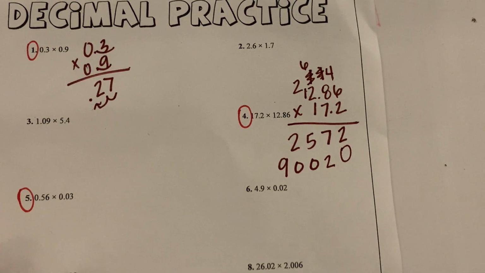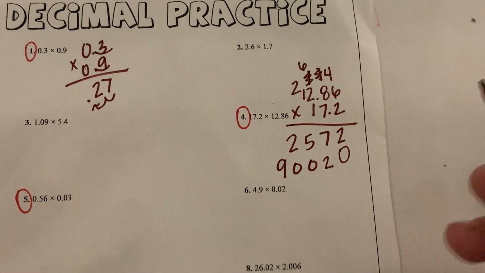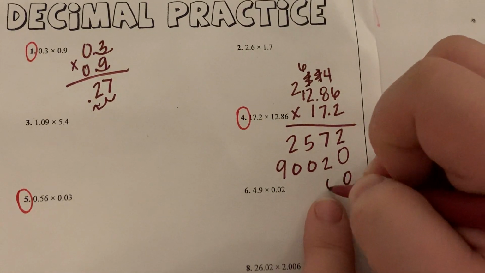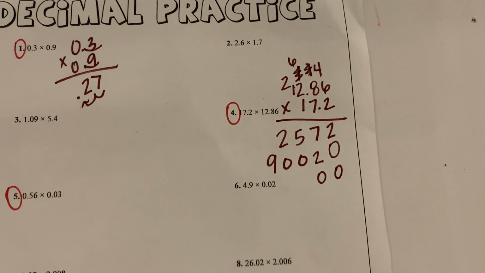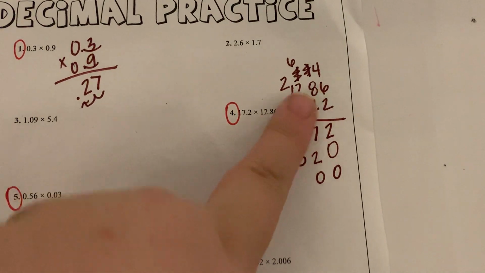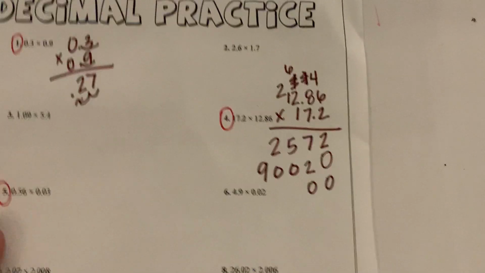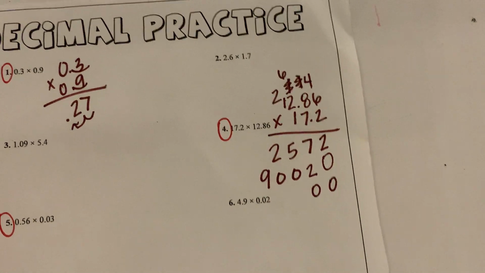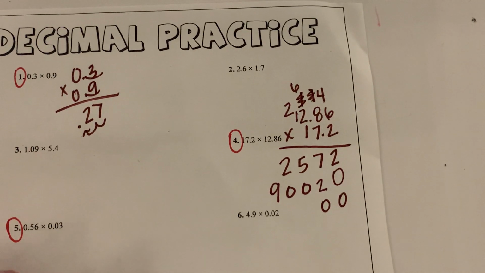Okay, now this is what I wanted you to see. When I go to that third number, not only do I add 1 zero, but now I add an extra 0. So I have to add 2 zeros when I go to the third number. If I go to a fourth number, then I have to add 3 zeros. If I went to a fifth number, then I would have to add 4 zeros. See what I'm saying? You add an extra 0 each time. And you can also tell here that I switched these numbers. I put 12.86 on top and 17.2 on bottom because there was less numbers. Okay? All right, so now y'all can finish trying it.